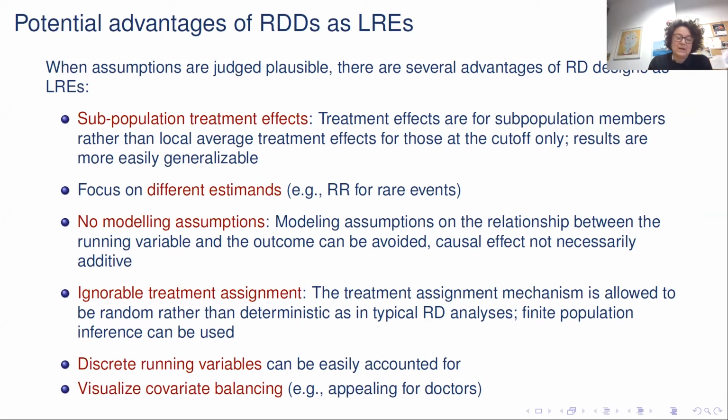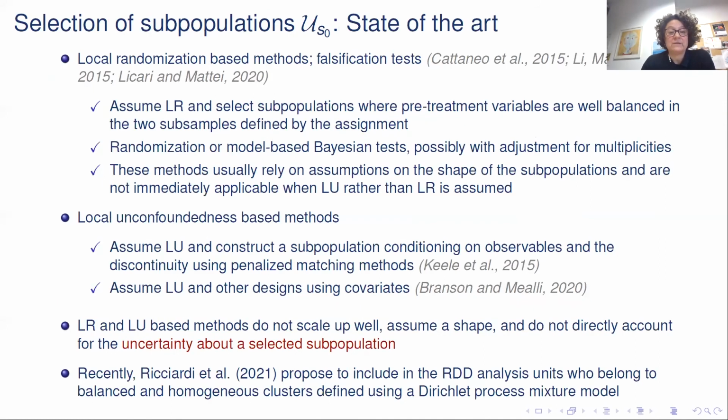And because we have an actual subpopulation of units the causal effect will refer to, we can a lot better visualize covariate balancing, which is something that, for example, is very appealing for doctors or for practitioners, to actually see how the population the causal effect applies to looks like. If in fact the units around the cutoff point are comparable, or they look alike in terms of the distribution of the covariates.